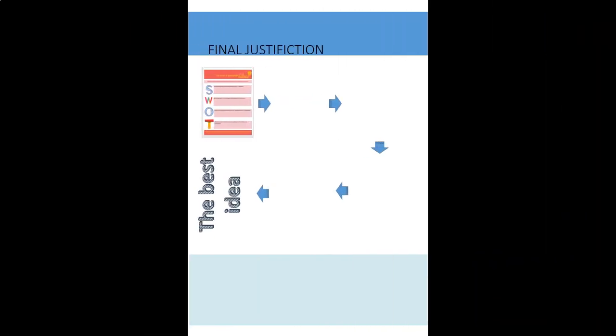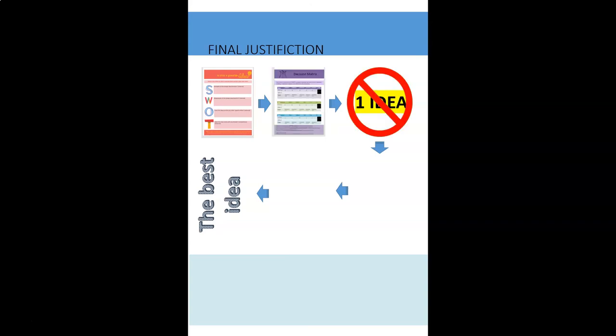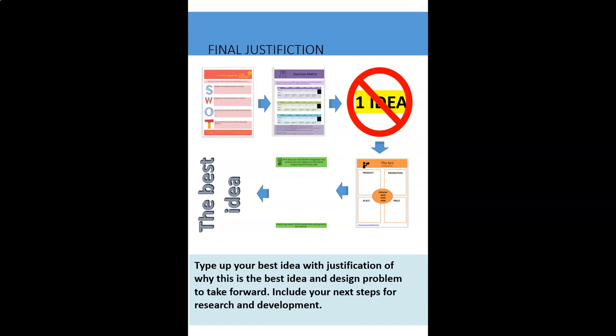So now you should have your final justification. You've got your SWOT analysis, your decision matrix, you've got rid of one of the ideas, you've come up with your 4 P's, and you've created mood boards. You should now be able to come up with the best idea. Now it's time to type up your best idea with a justification of why this is the best idea and the best design problem to take forward. Include your next steps for research and development, as you would have seen me do on the example.